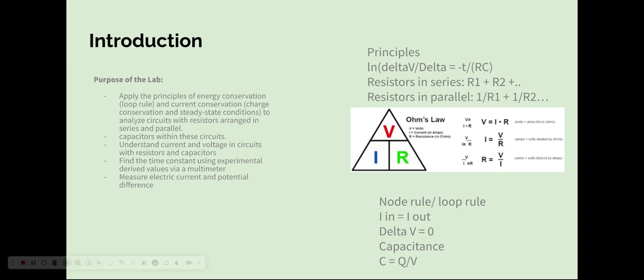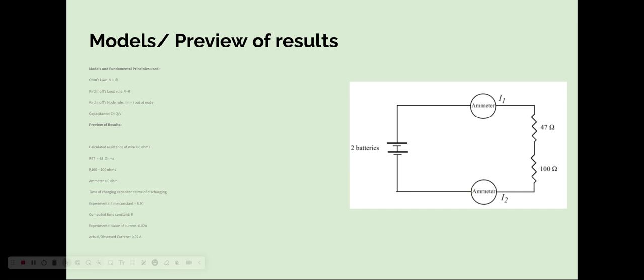Other things are the node rule and the loop rule. So in our next one, we're going to talk about Ohm's law, V equals IR. Kirchhoff's loop rule is that the sum of V of everything in the circuit is going to equal 0, and then I in equals I out. Whatever comes into the node is going to go out and equal the same value. The capacitance is C equals Q over V.